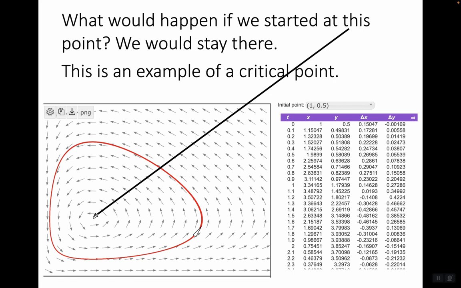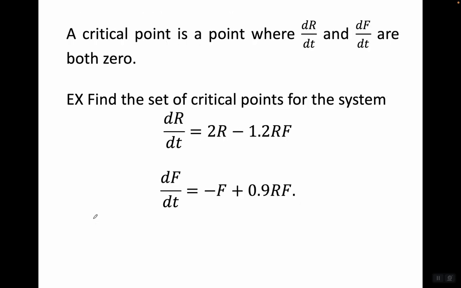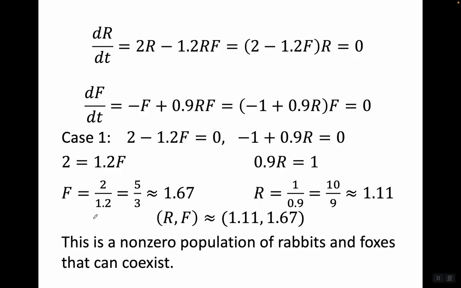This is an example of what we call a critical point. A critical point is a point where dr/dt and df/dt are both 0. For example, let's find the set of critical points for the system we've been dealing with. Okay, so we'll set dr/dt equal to 0, df/dt equal to 0. Let's factor this. We factor out the r, and we get (2 minus 1.2f) times r equals 0. From df/dt, let's factor out the f. We get (negative 1 plus 0.9r) times f equals 0.